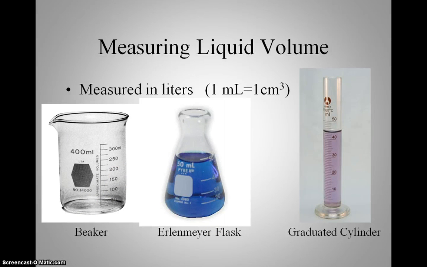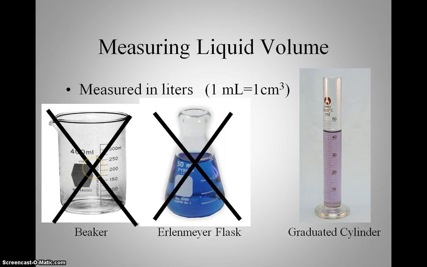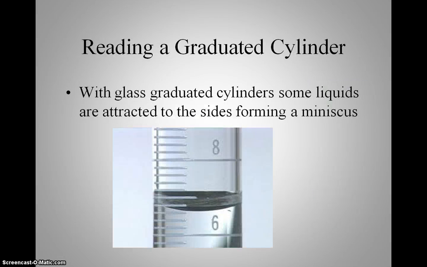However, beakers and Erlenmeyer flasks cannot accurately measure the volume of liquid. Now they have a scale on them, so if you measure out 200 milliliters of something, you have a big enough beaker, if you were going to pour it in there, it could hold it without overflowing. But we never use those two to measure volume. We use a graduated cylinder to accurately measure the volume of a liquid. So it's important that we understand how to read a graduated cylinder.